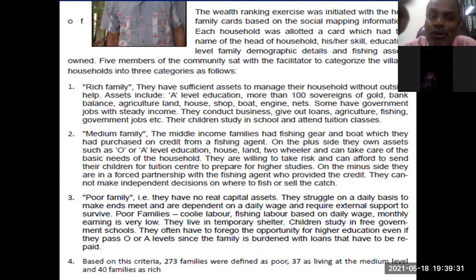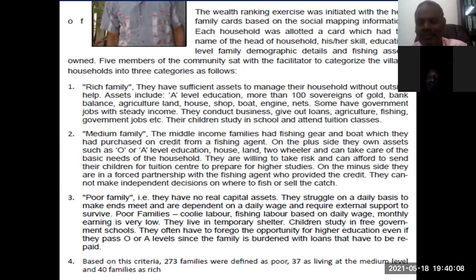If some members are working in a government job, they also come in category number one, rich family. If they do any business, give out loans, or do agriculture, fishing, or government jobs, they are supposed to come under rich family. If the children are studying in school and attending tuition classes, they are also considered. If you are rich, then you can send your children to a private school and also send them for tuition classes. That itself is one of the criteria for deciding who is rich.